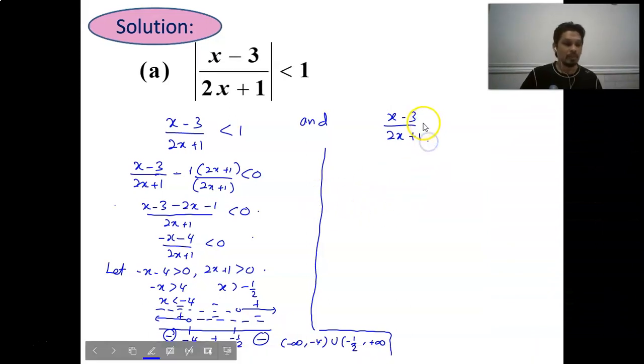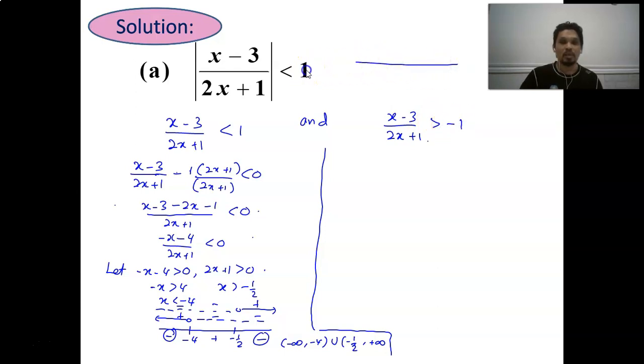And this one here now, the absolute value of x minus 3 divided by 2x plus 1 is less than 1. It means that with absolute values, it is between negative 1 and 1. It lies in between: x minus 3 divided by 2x plus 1. So this rational function here is greater than negative 1 and it is less than 1. Okay, less than 1 and greater than negative 1.